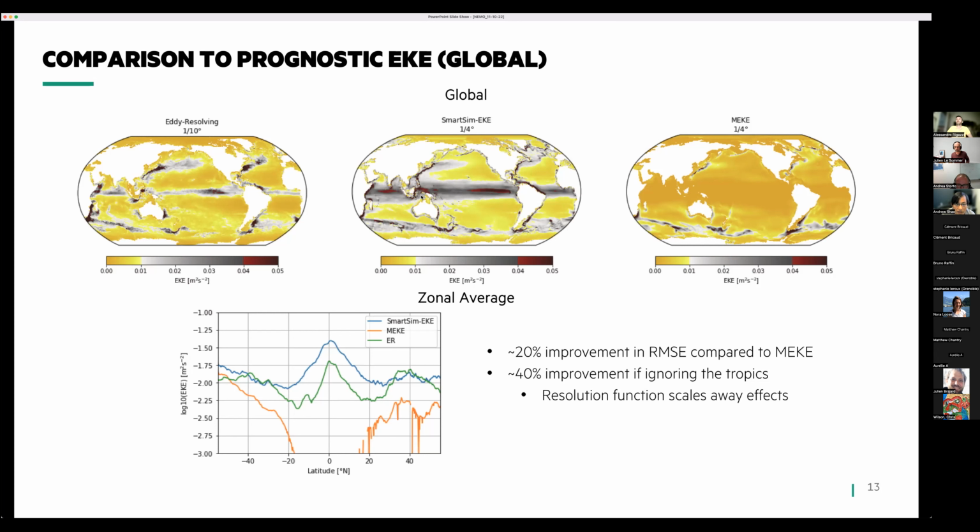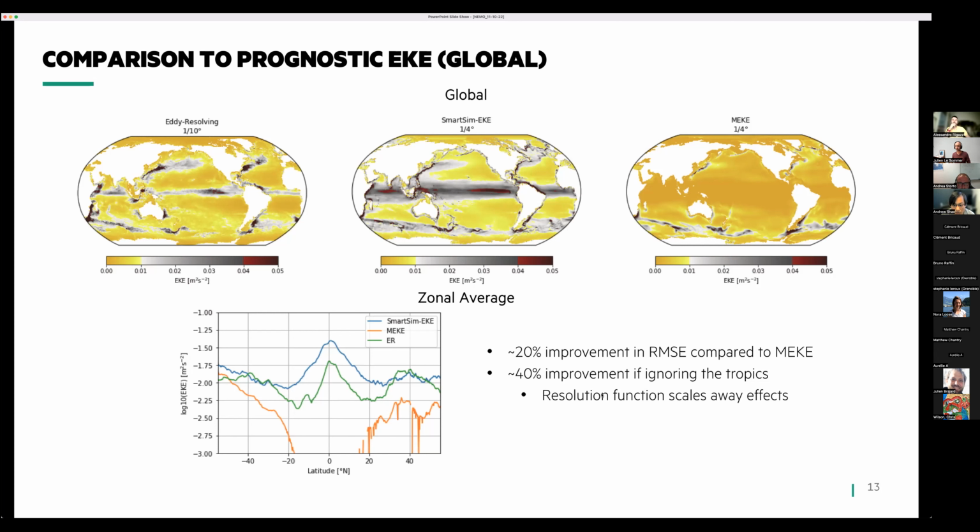One thing that is very clear is that our machine learning model is over predicting eddy kinetic energy in the tropics. This ends up not being that bad of an impact for us because there's a resolution function inside of MOM6 that automatically scales away these parameterizations when you resolve the turbulent field well. Since there is equatorial refinement there, we are resolving those Kelvin waves and tropical instability waves, so this ends up not being a big deal.